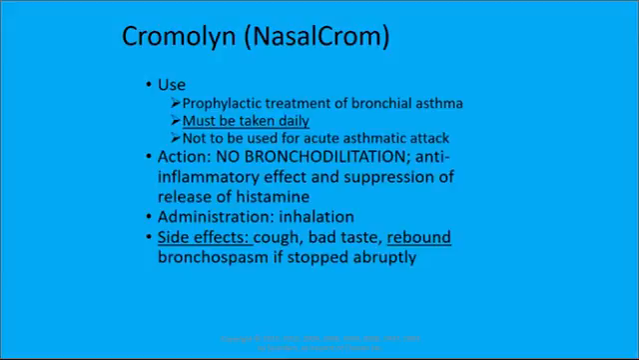I liked Cromolyn when it used to come in a nasal, and it worked really well for the local hay fever, but I don't know that it's on the market anymore in that form, and it's not in your text, so it may be off the market.